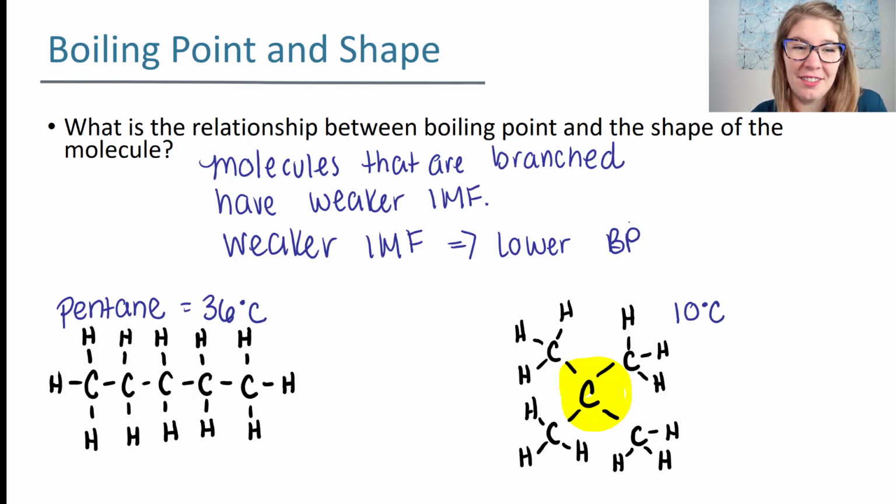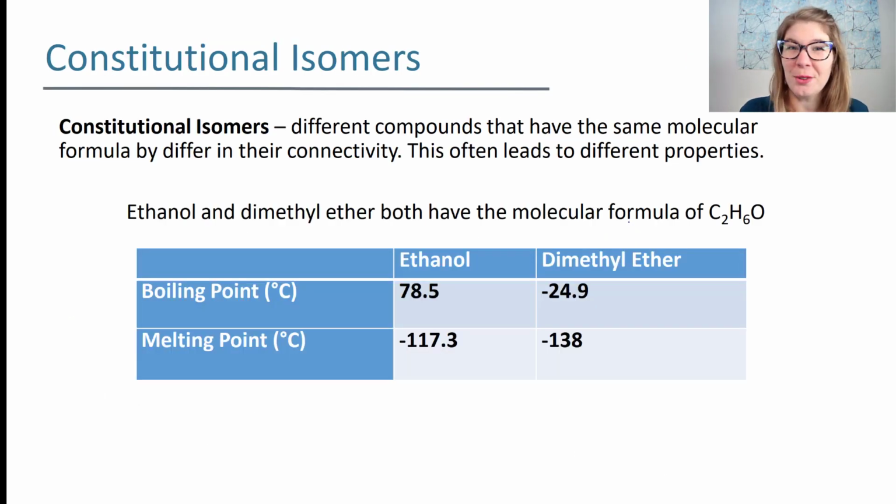Let's switch ideas now. So those two molecules on the prior page, they had the same chemical formula, but they were completely different molecules, and they had very different properties with respect to boiling point. So this leads us into an idea called constitutional isomers. Constitutional isomers are compounds that have the same chemical formula, but they differ in how the atoms are connected. And like we saw, this leads to different properties.